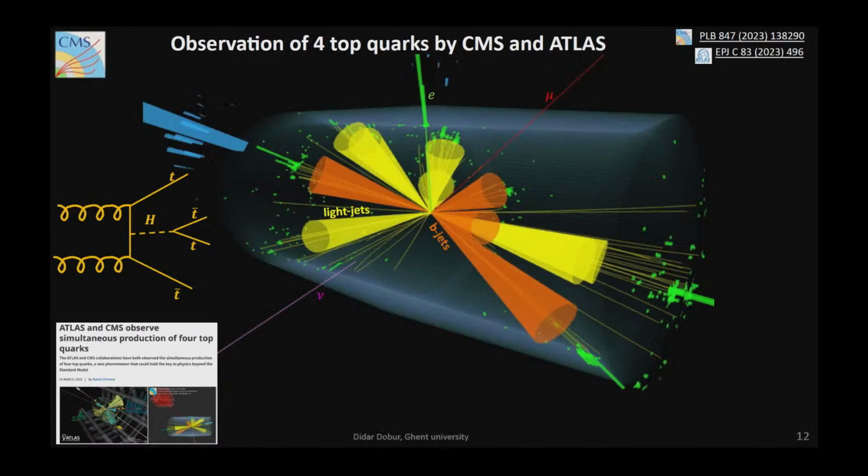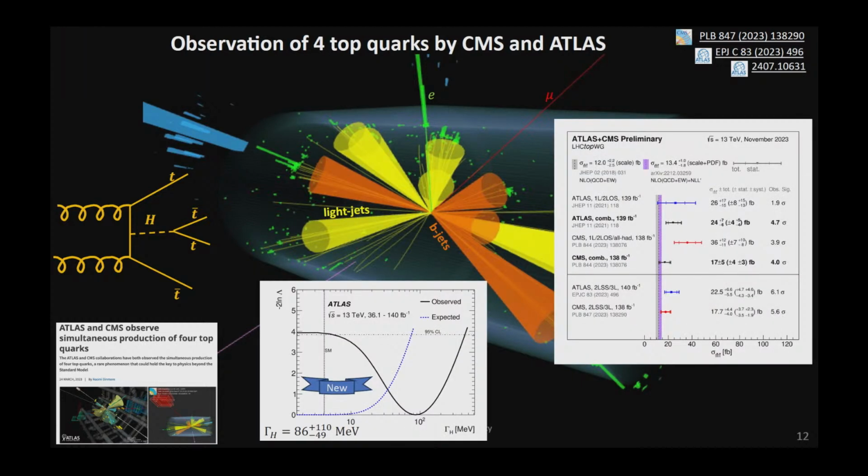At LHC, we also perform searches for very rare processes. Both Atlas and CMS have observed simultaneous four-top production. And here, the cross-sections measured by both collaborations also come 1 to 2 sigma above the standard model prediction. And for this process, it is also interesting because one of the diagrams that contribute has an off-shell Higgs boson in the middle, which gives us the possibility to access the Higgs top Yukawa coupling.